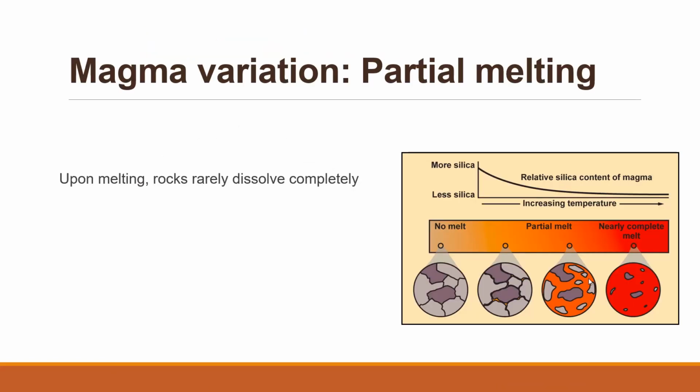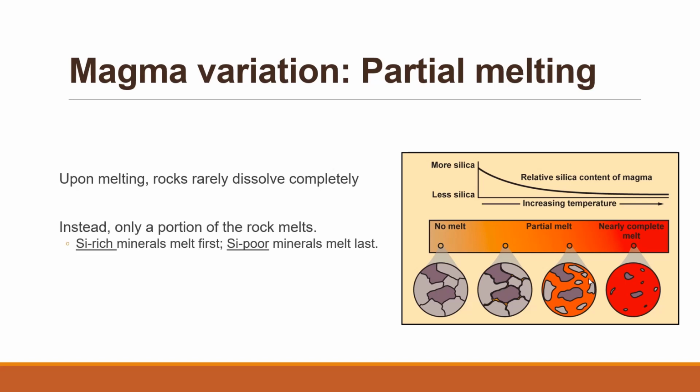Again, you've already seen these. So when we're melting rocks, the rocks will rarely dissolve completely. So the first things to melt will be the things with the lowest melting temperature, the easiest things to melt, which are going to be the more felsic materials. So the silica-rich materials will melt first. Those silica-poor materials are going to melt last. So the ultramafic materials will be the absolute last thing to melt because they have the highest melting temperature.